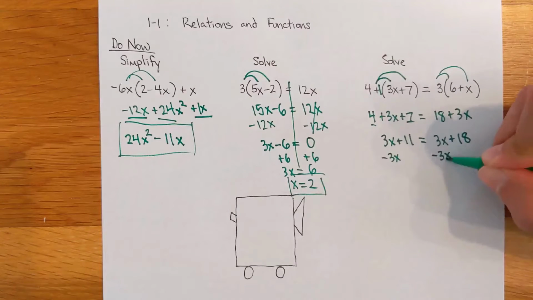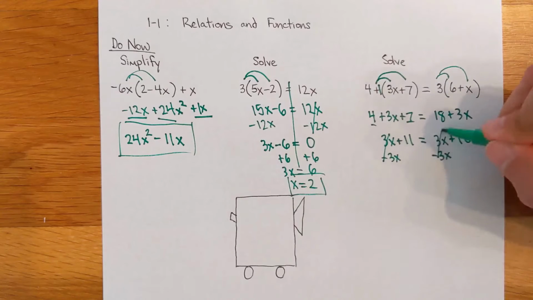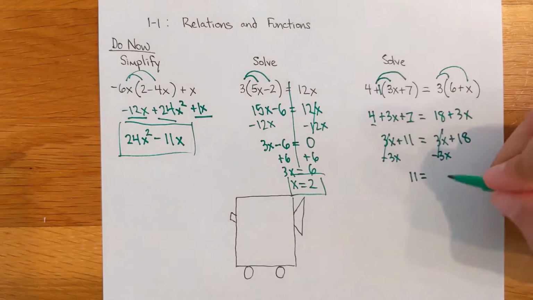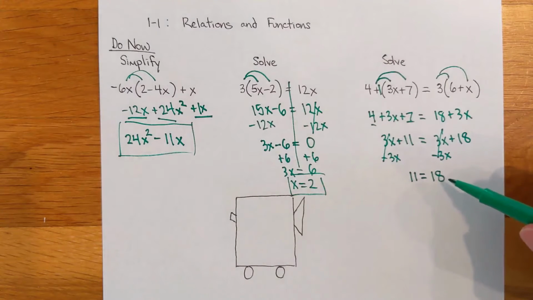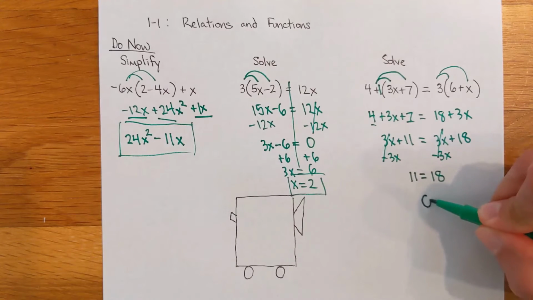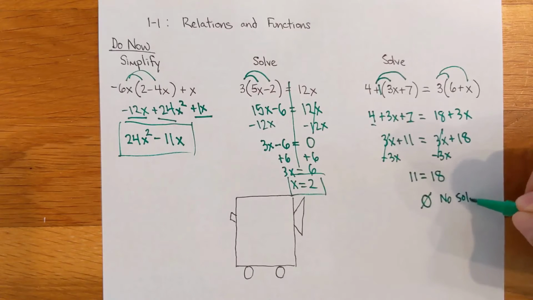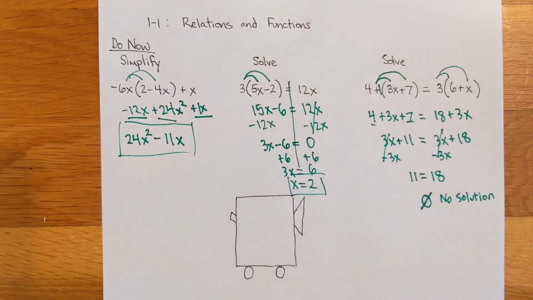And when I subtract 3x on both sides here, this is going to cancel. But actually, this is going to cancel as well. So now my problem just says 11 equals 18. 11 equals 18 doesn't make any sense. That's obviously not true. And I don't have an x anymore, so I can't solve it. If your variables cancel and you get something that doesn't make sense, it is a no solution for your answer. There is no solution. The symbol for no solution is like a 0 with a line through it like this.